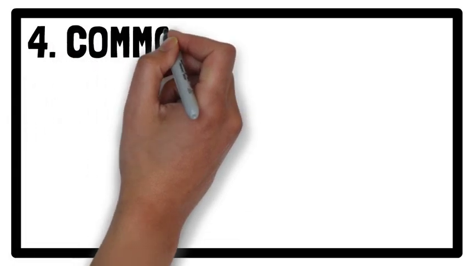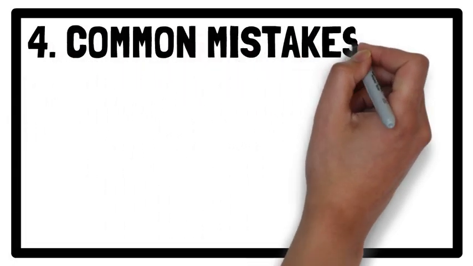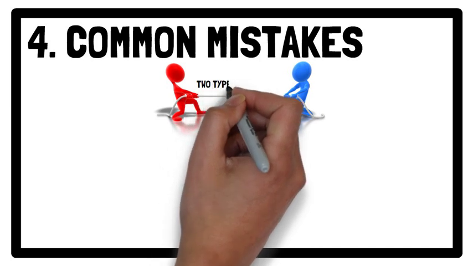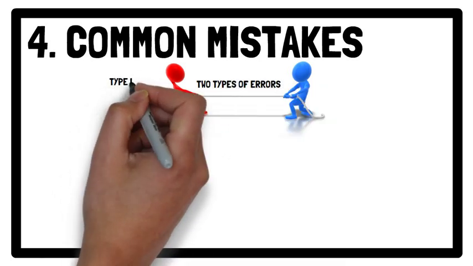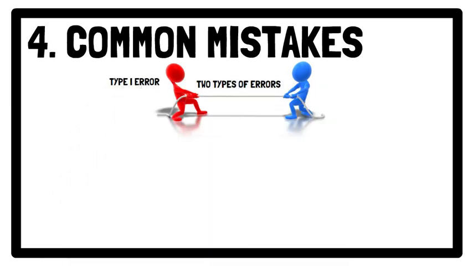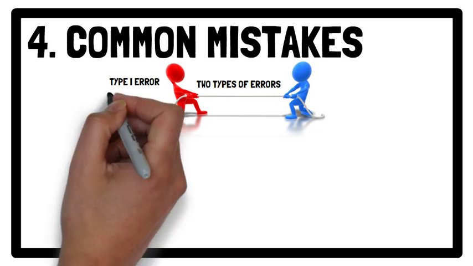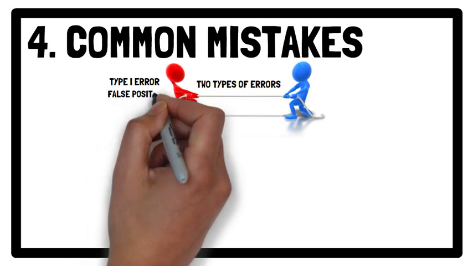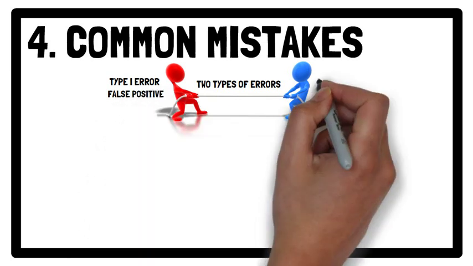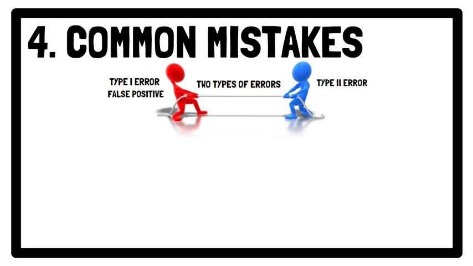In randomized controlled trials, there are a few common mistakes to be aware of. There are 2 types of errors in research. A type 1 error is when a training method is found effective when it is actually ineffective. This is also known as a false positive. Whereas a type 2 error is when a training method is found ineffective when it is effective. This is also known as a false negative.